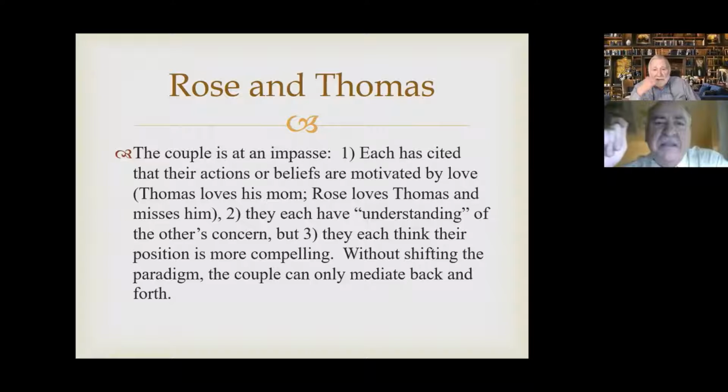They both have cited their actions and their beliefs, why they're doing this. Thomas loves his mom, Rose loves Thomas. They both have an understanding of each other's concern. Because Thomas's mom had a breakdown when he was a teenager and the father had left, Thomas does feel as though he needs to basically take care of his mother. But Rose feels as though he maybe goes too far at this. And when they try to share their concern with each other, they each think that their own position is more compelling. Rose says, I think that you being more with me is still the critical factor. And Thomas says, I love you, Rose, but I am very concerned that my mom will get worse or will have trouble if I'm not really there a lot.